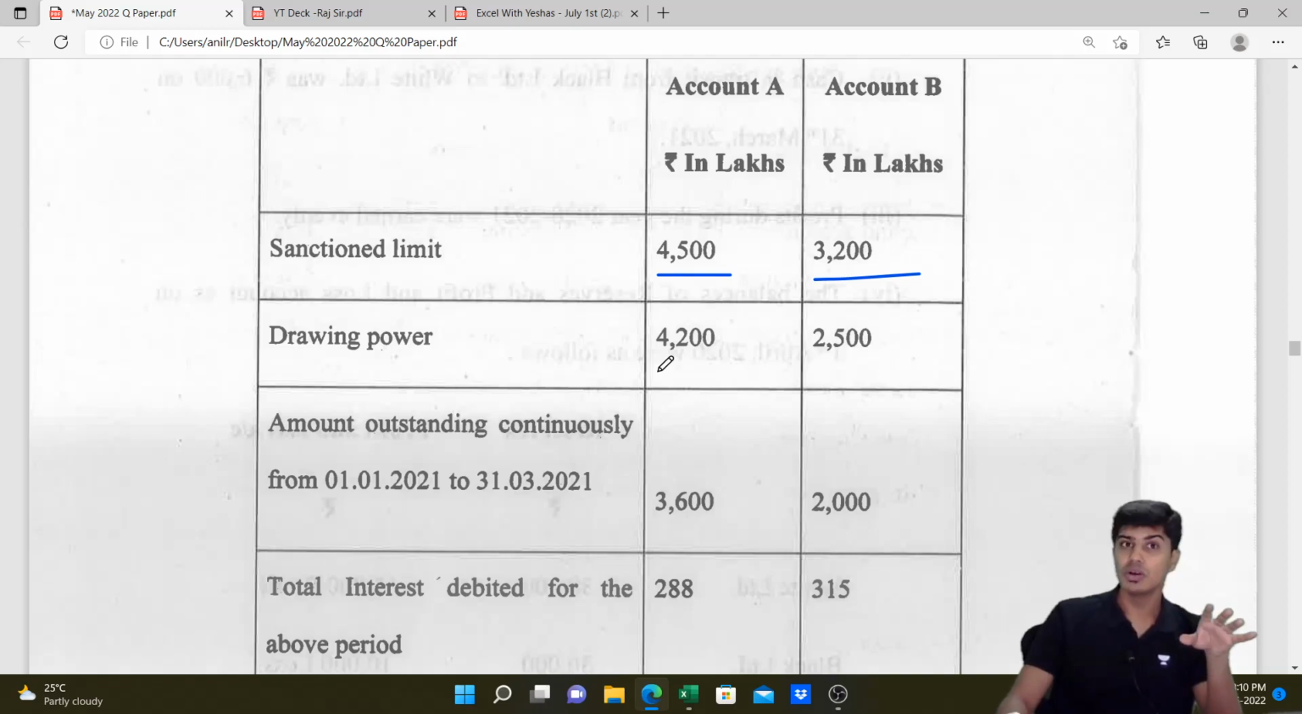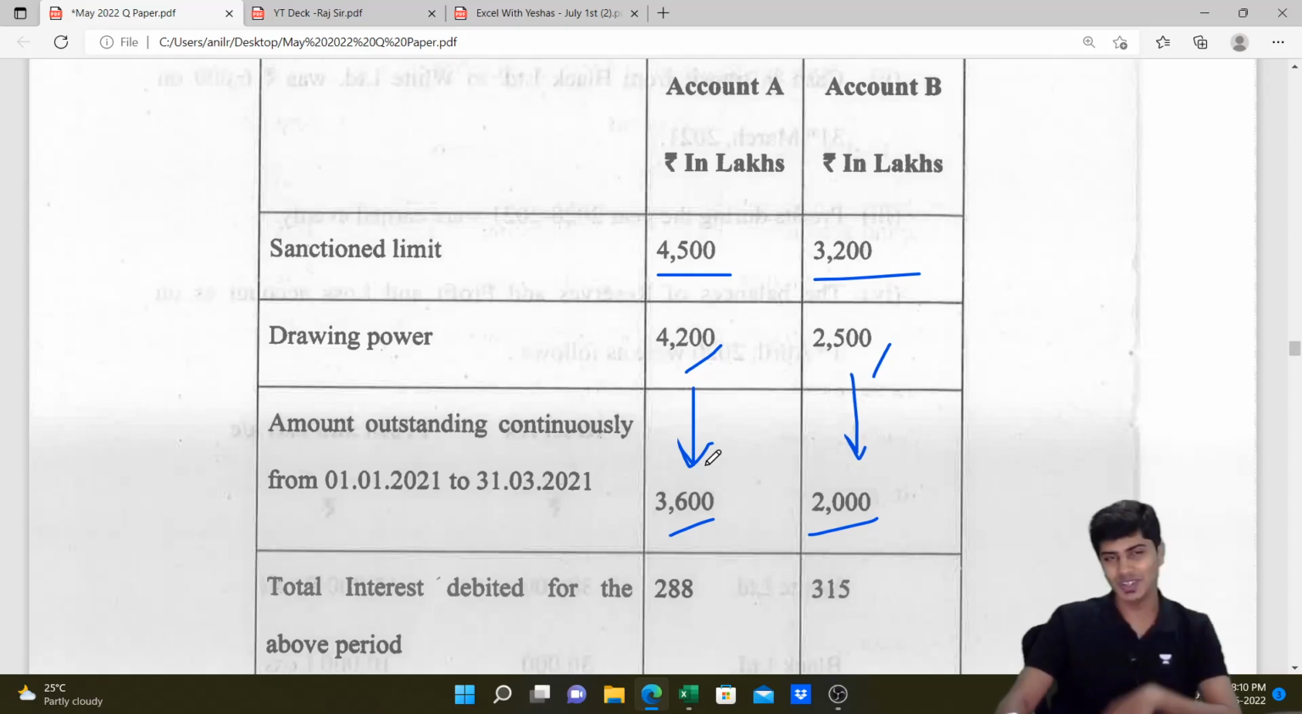Drawing power. The sanction is 4,500, but the drawing power is only up to 4,200 and 2,500. So the amount withdrawn cannot exceed that. Amount outstanding is 3,600 and 2,000. So the amount withdrawn is within the limits. The amount withdrawn is within the drawing power, so not an issue.